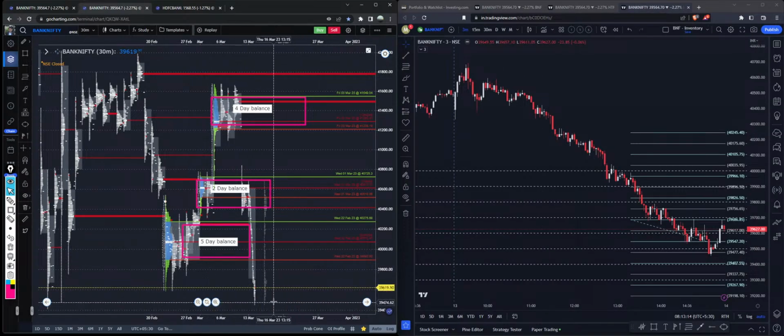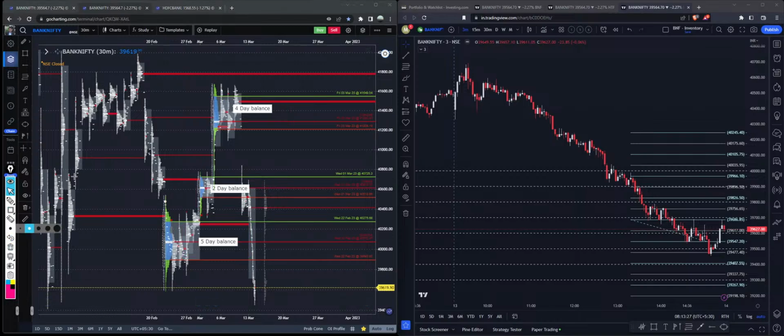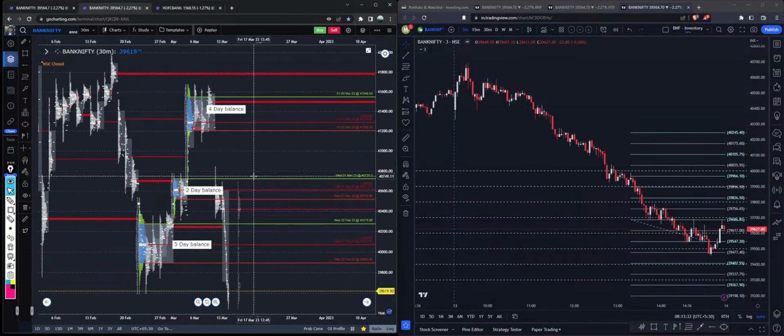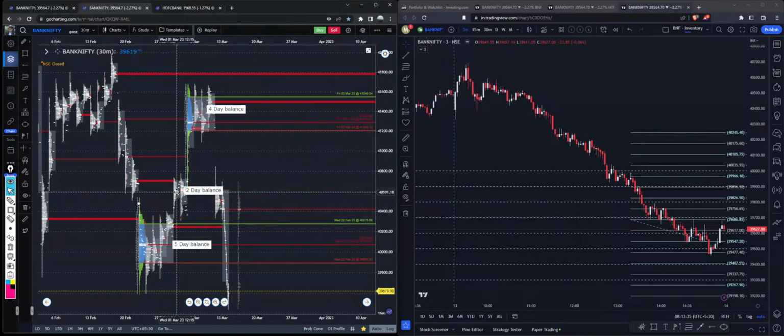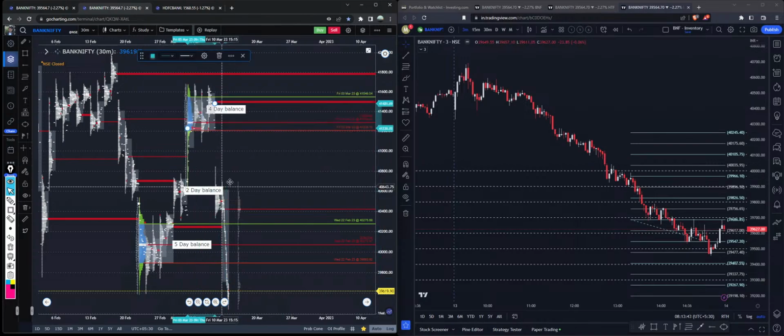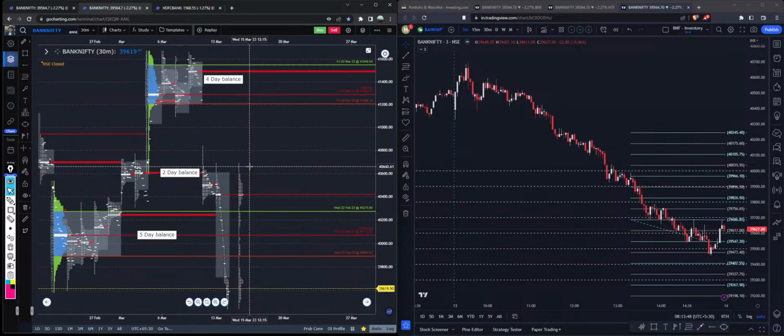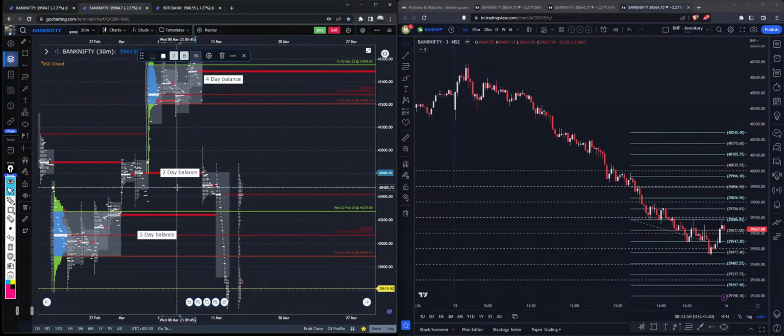This was one good trade which I was able to identify, but I spotted it around after 3 p.m. So that's why I did not take that particular trade, and I'll see if I get time today to take the trades. I'll just remove this 2-day balance, and the 4-day balance label as well. I want to remove this label.